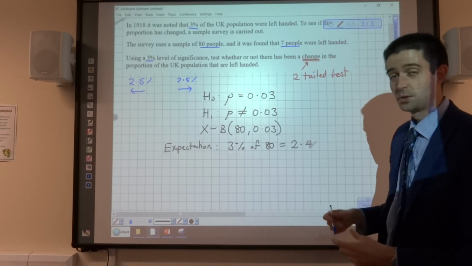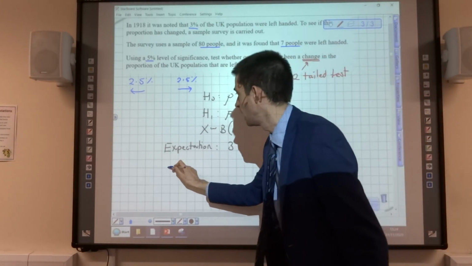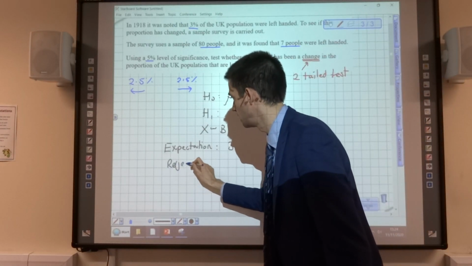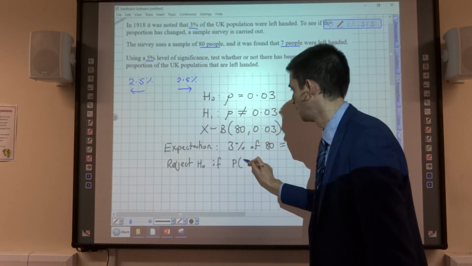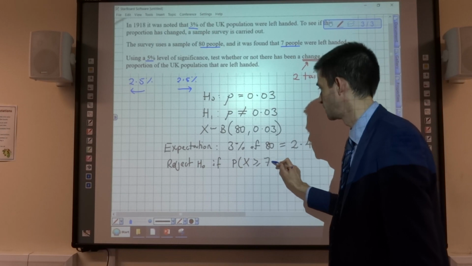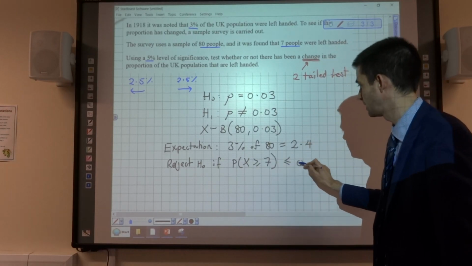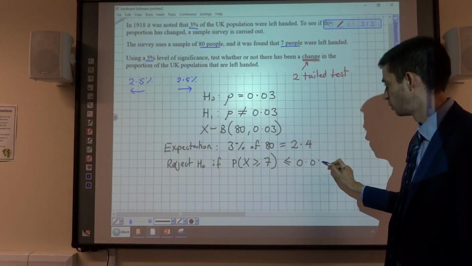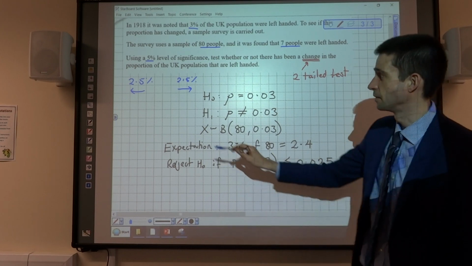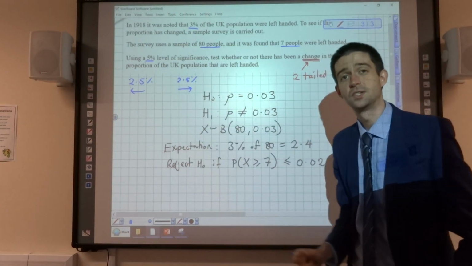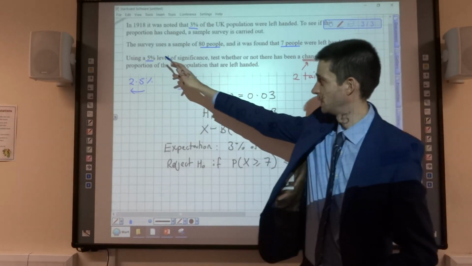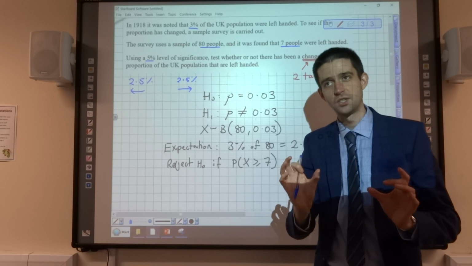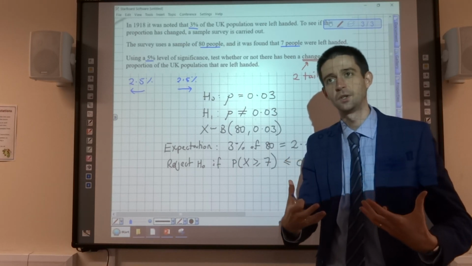So what we're going to do now is write our rejection statement, and we would reject H0 if the probability of x being greater than or equal to 7 was less than or equal to 0.025. And I've got that from halving the significance level because it's a two-tailed test. That's the biggest mistake that people make. They look at the significance level and they don't realise it's a two-tailed test and they use a significance level that's too big.